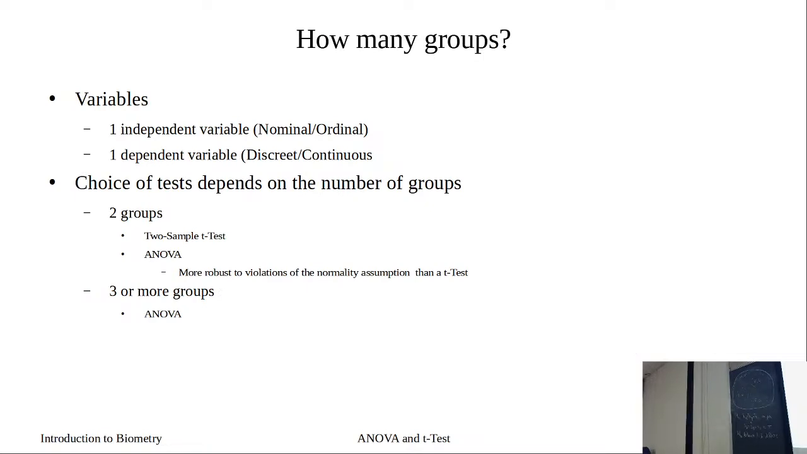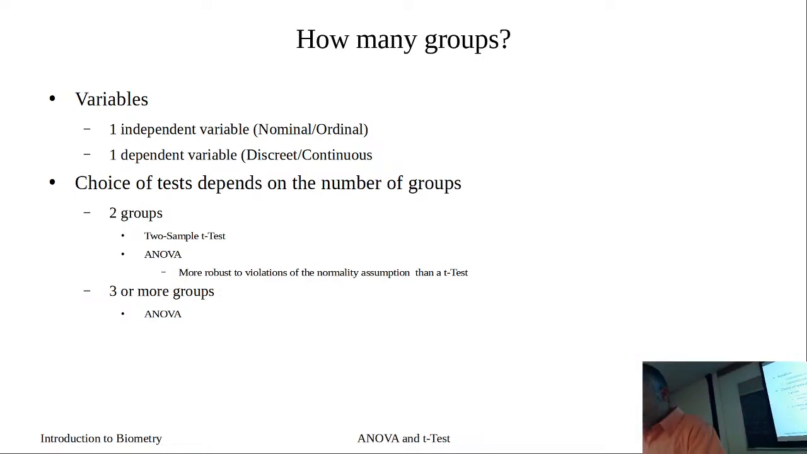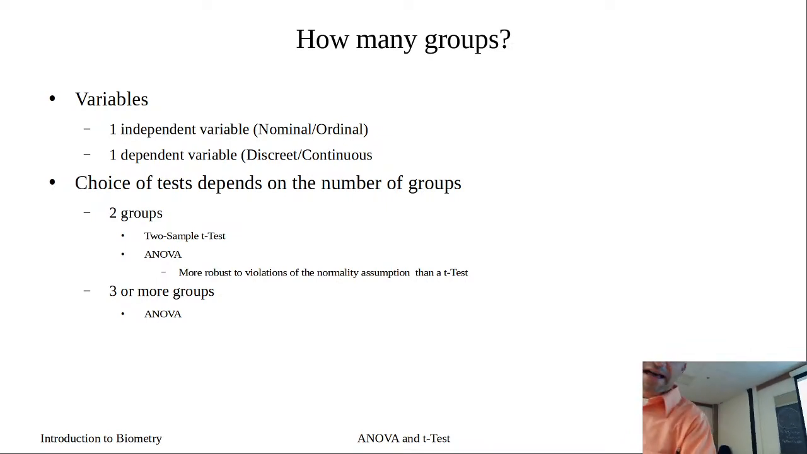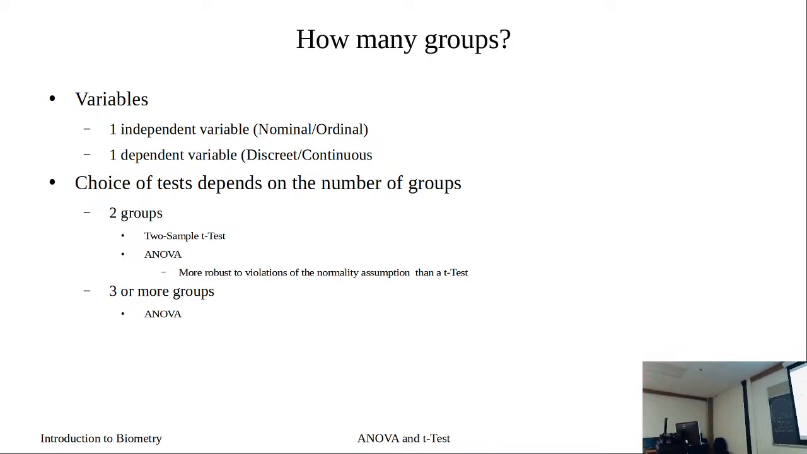All right, so which test we run comes down to how many groups we have in that independent variable. You're going to see our independent variable is going to be nominal or ordinal. Our dependent variable is going to be discrete or continuous. So it works with discrete data like Poisson binomial distributions and so forth. Right. So the choice of our test depends on the groups. If we have two groups, then we can run a two-sample t-test or an ANOVA.